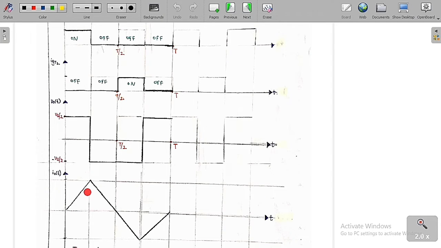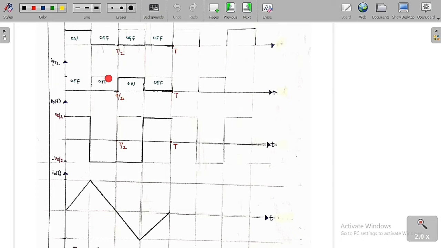Suppose I turn off both the things. Now, in the second case, I turn off both T1 and T2. Then what is going to happen? Then the diode D2 is going to conduct.